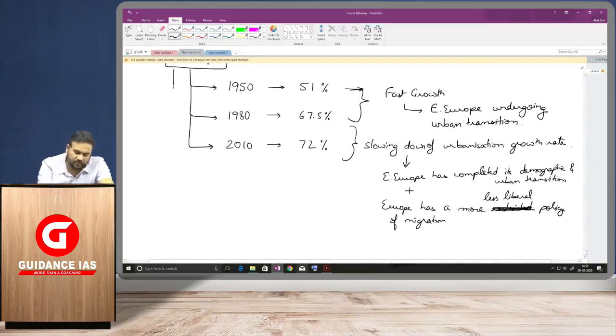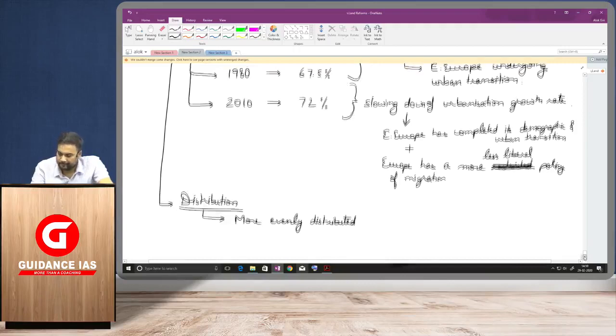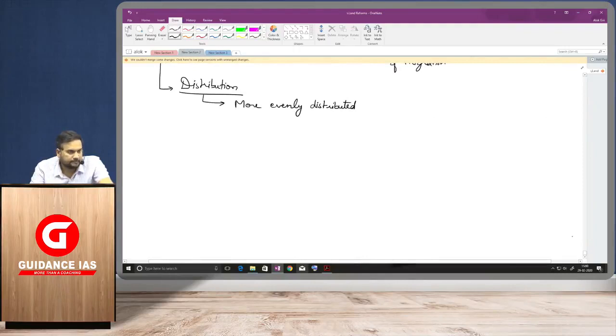Now let us look at the other characteristics of Europe. We took one characteristic, distribution. So what is the case of distribution? Can I say it is more evenly distributed in Europe? More evenly distributed in case of Europe.